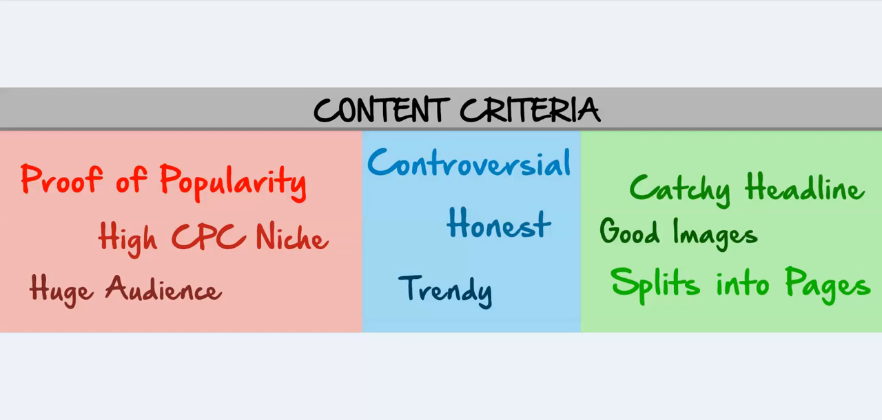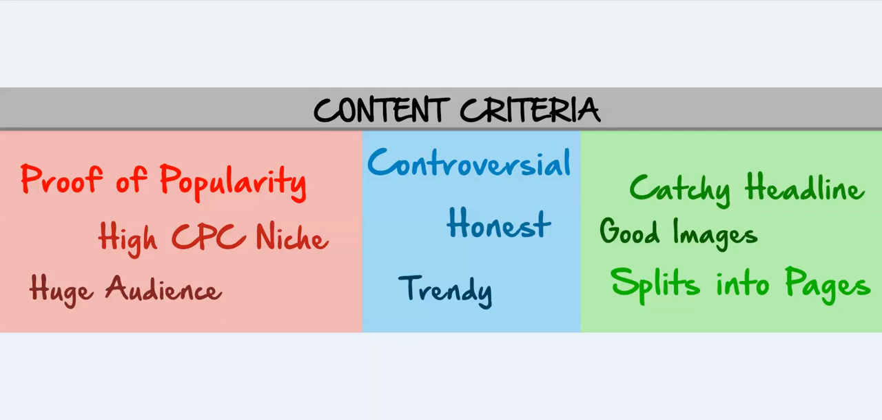So now as a whole, when we look at it, we need a niche which is popular, which pays a lot and has a huge audience, and then we need content which is possibly controversial but is honest and truthful at the same time, and it may even be trending at the time. And to make it even better, to make sure we can drive traffic to that content in that popular high-paying niche, we need a catchy headline. And then to make sure we can retain our readers, we need good images so they enjoy reading. And then we want to be able to split this content into pages, as that allows us to make more money and benefit off our readers even more.